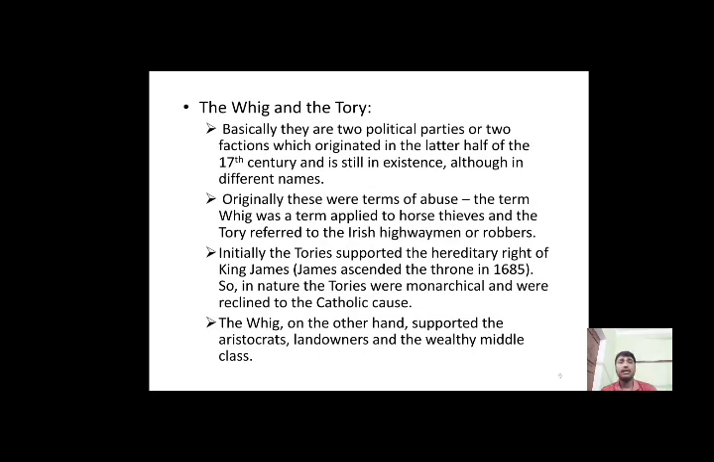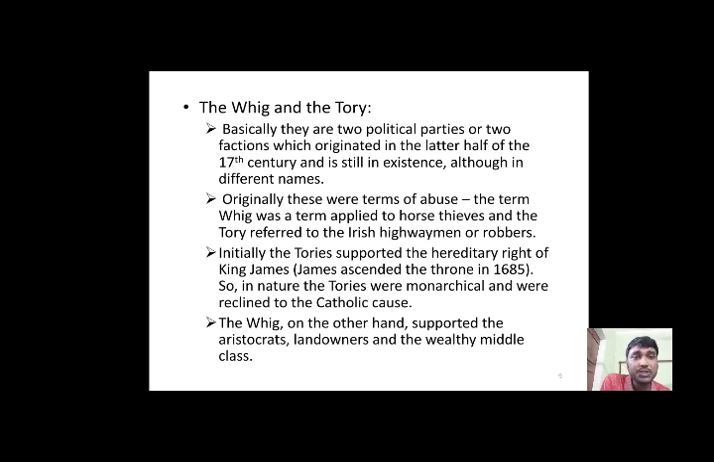Now, the next major thing is the Whig party and the Tory party. Basically, they are two political parties or two factions which originated in the latter half of the 17th century and are still in existence, although under different names. But these two terms, the Whig and the Tory, were originally terms of abuse. The term Whig was applied to horse thieves and later applied to Scottish Presbyterians. And the Tory was the Popish outlaw, and they were originally Irish highwaymen. So the term Whig had an origin in Scotland, or a kind of Scottish leaning, whereas the term Tory had a kind of Irish leaning, because the term Tory was originally applied to Irish robbers or highwaymen, right?